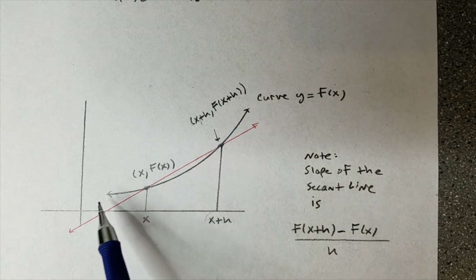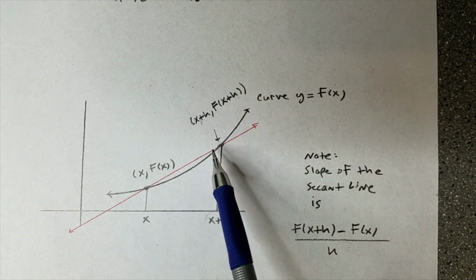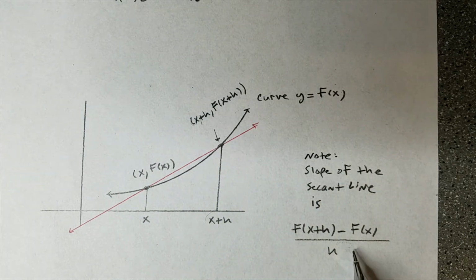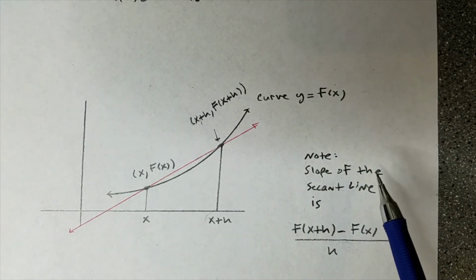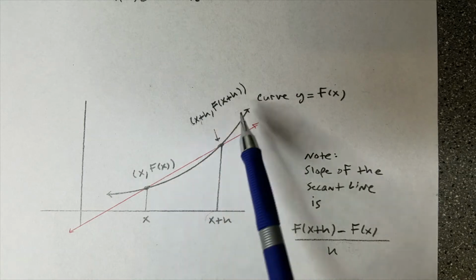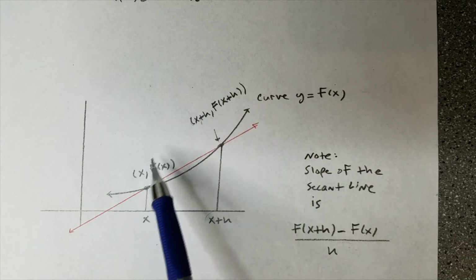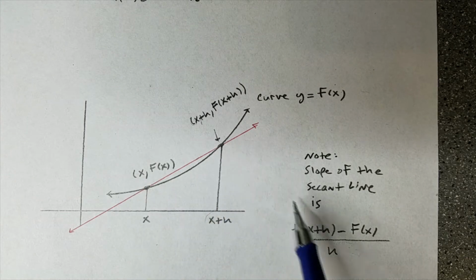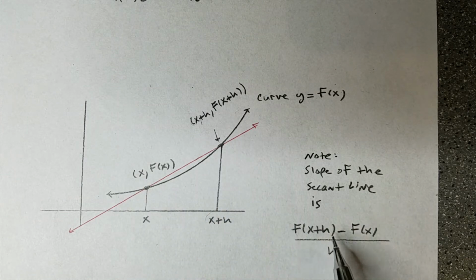And there I've drawn the secant line through those points. The slope of that secant line, I mean, we've done this so many times at this point, is rise over run. You take the y coordinates and subtract them, and the x coordinates and subtract them. If you did that for that line right there, you would get this: f of x plus h minus f of x, over h.